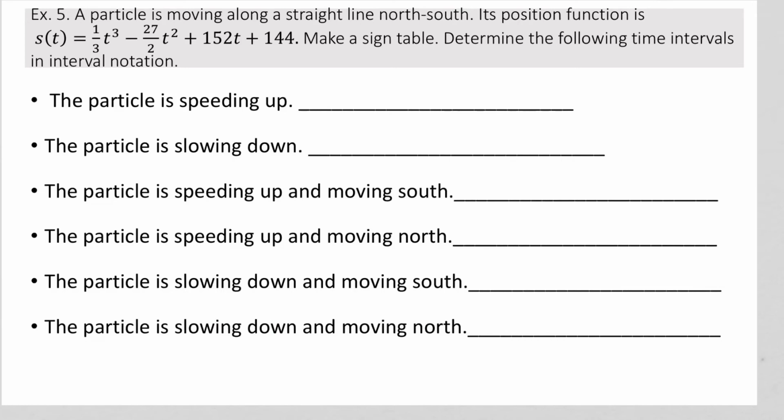So for a problem like this, we would use a sign table. In order to create a sign table, we need S of t, V of t, and A of t. So we have S of t.